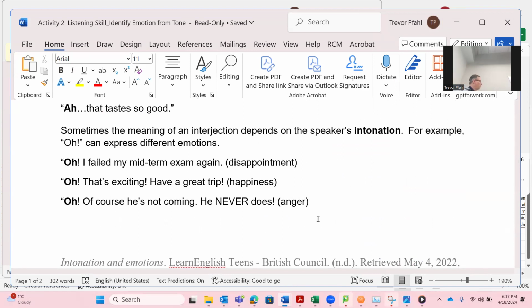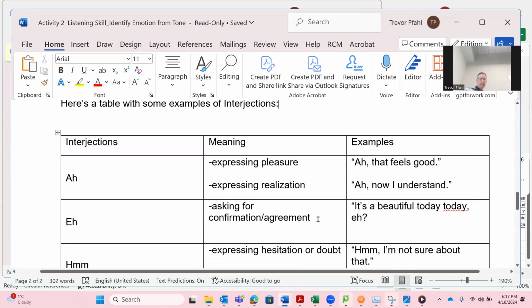So, oh, I failed my midterm exam again. Oh, that's exciting. Have a great trip. Or, oh, of course he's not coming. He never does. In those settings, the "oh" is similar, but based on the words, you can identify what they mean. Were there any questions from this information?